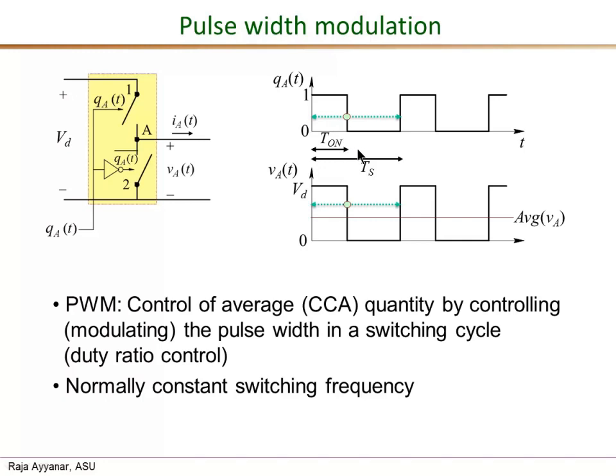As a consequence, the average value of VA indicated by this red line can also change. When the pulse width is 0, this average value is 0, and it increases as the pulse width increases and reaches a maximum of V sub D when the pulse width exactly equals Ts. So the average voltage can be changed anywhere from 0 up to this V sub D by changing the pulse width, and that is the PWM concept.